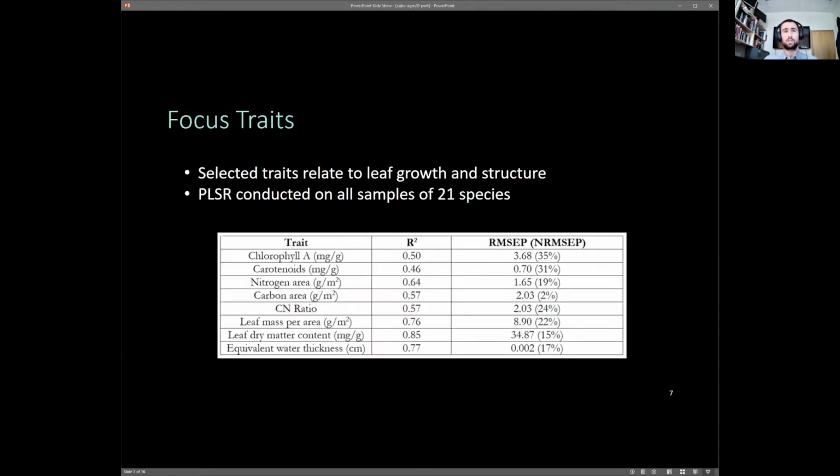There are 8 focus traits that were selected, and they relate to leaf growth and leaf structure. I've conducted PLSR using all the samples of 21 of the species to estimate a general site model for the following 8 traits. As you can see, chlorophyll and carotenoids did not perform particularly well, whereas carbon area and the structural components lower down, LMA, LDMC, and EWT, performed better, similar to the findings Sean presented on the full CABO spectrum of spectra.